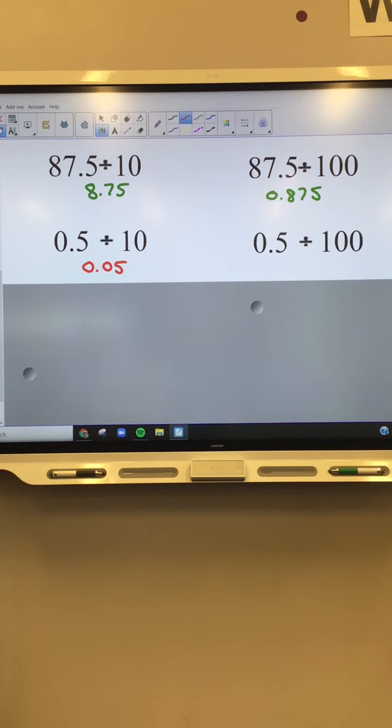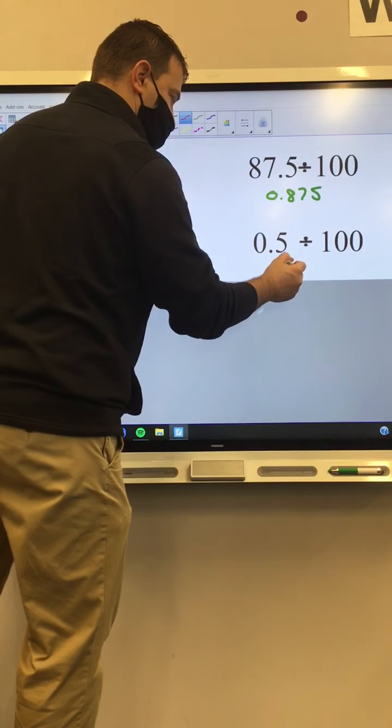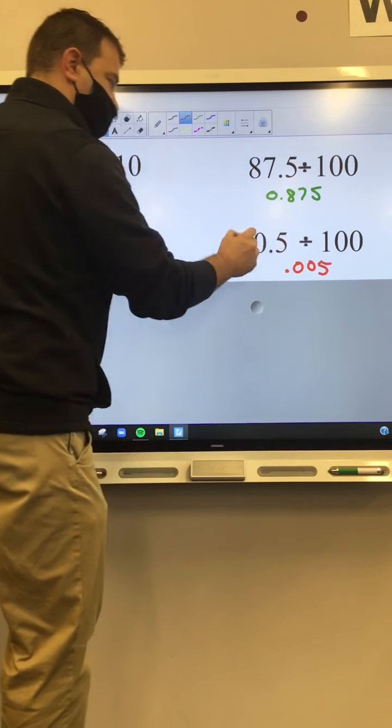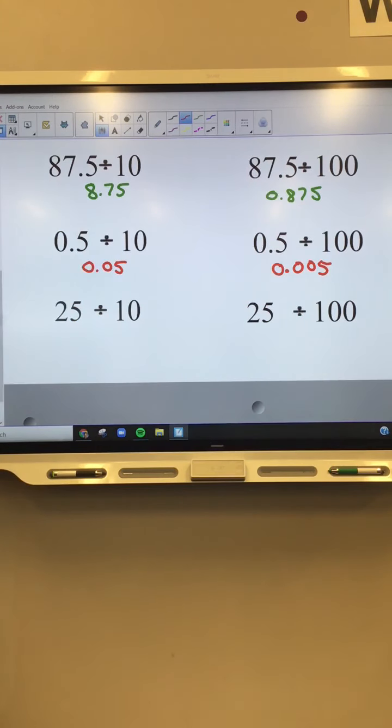And then last one, David? I got 0.005. Good, you move that 2 over. And again, I'd probably stick a 0 out front to show we have 0 whole numbers as well. All right, take a seat.